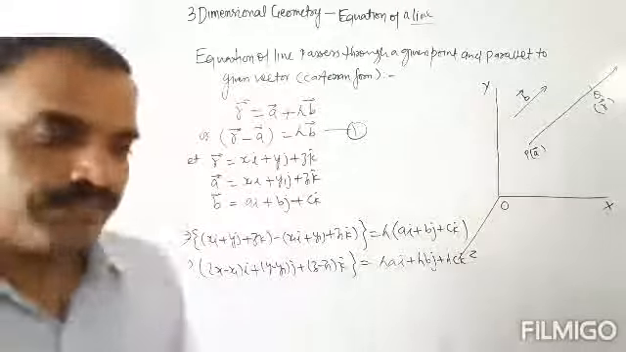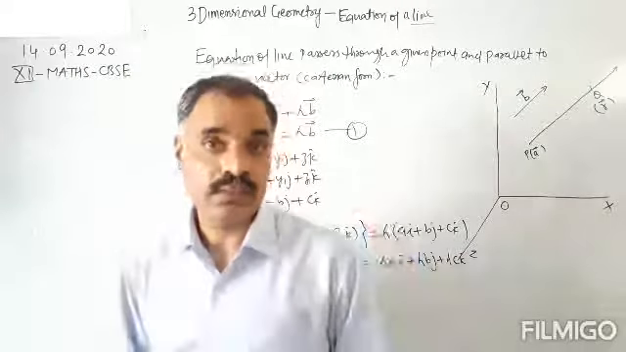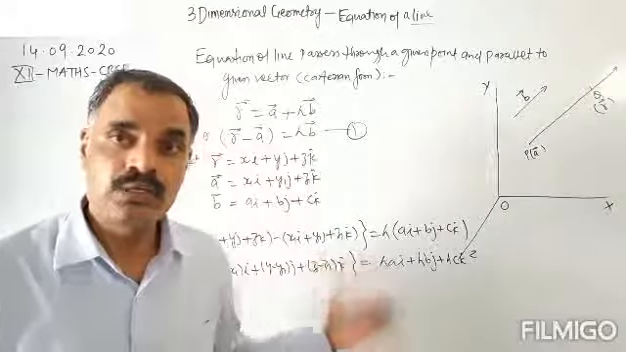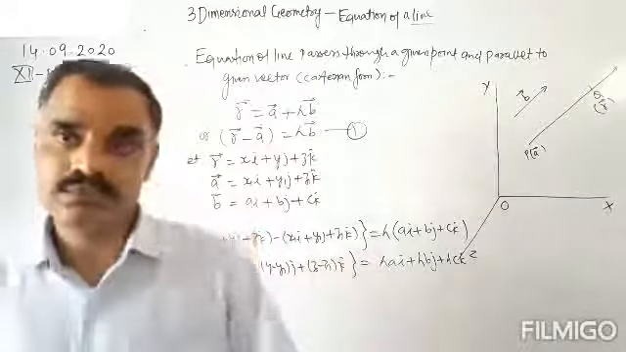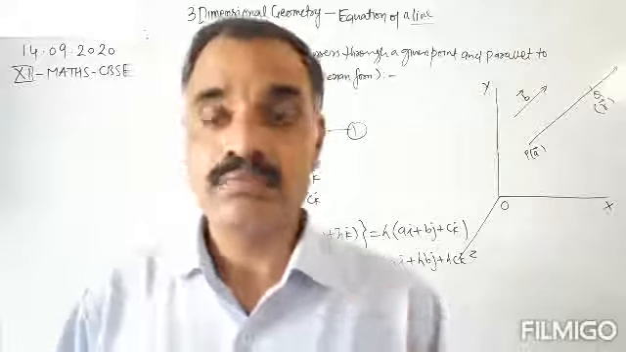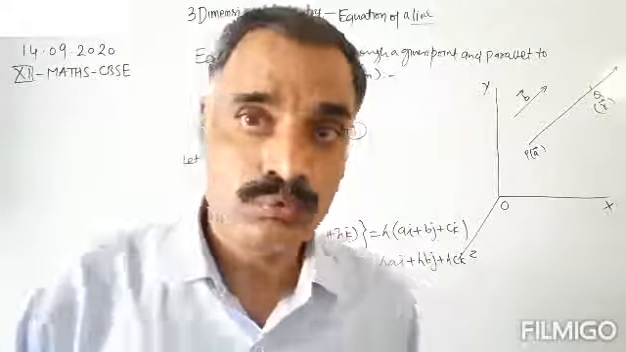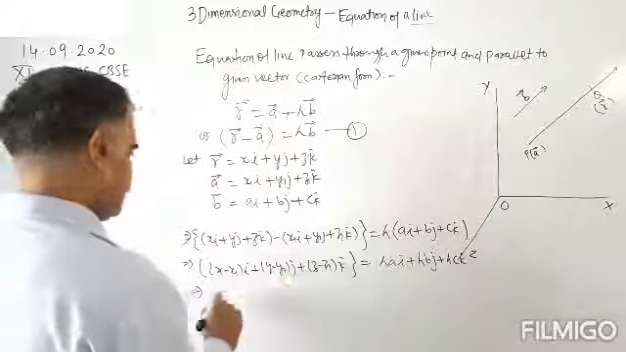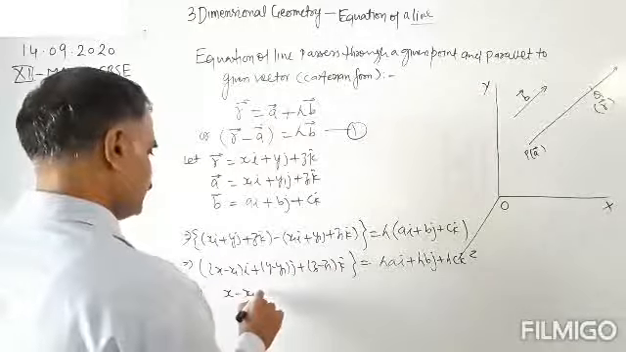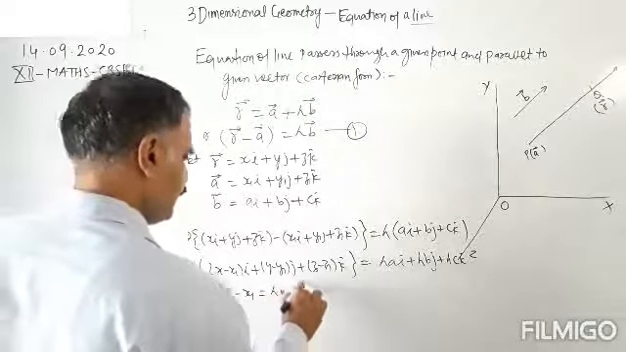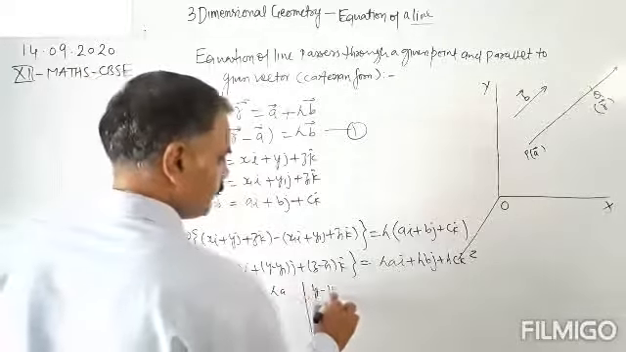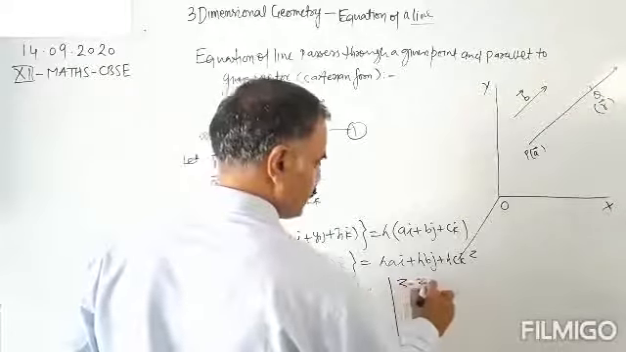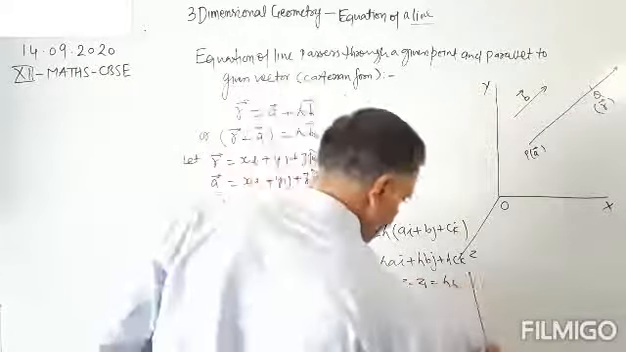Now comparing the corresponding components. These are two equal vectors; the left hand side and right hand side have the equality of two vectors. So comparing the components, x minus x1 equals lambda a, y minus y1 equals lambda b, and z minus z1 equals lambda c.